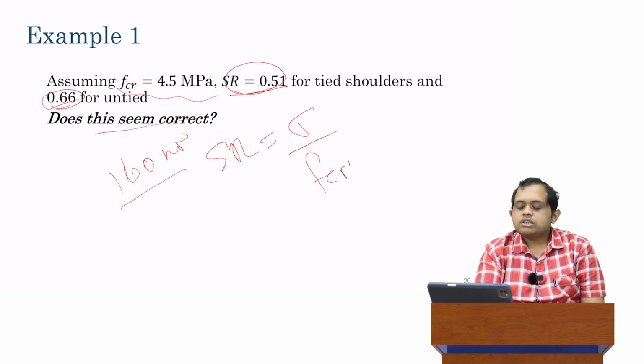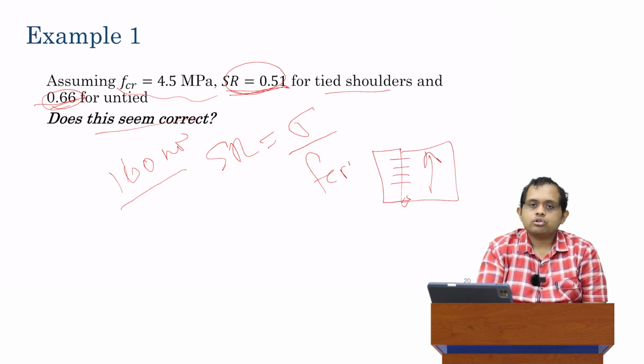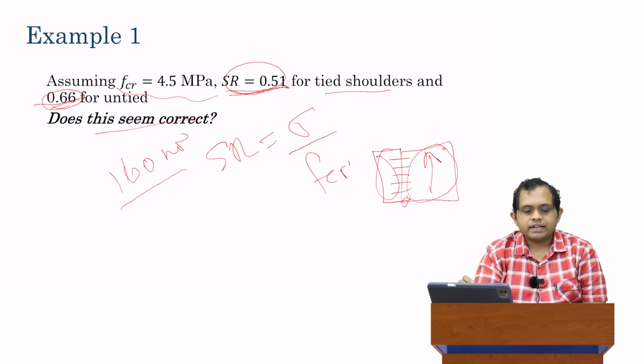Furthermore, as we see, for tied shoulder, we get a stress ratio of 0.51, and for untied, we get a stress ratio of 0.66. This is also correct. When we have a tied shoulder, that basically means this is my main travel lane, and then I have a shoulder, and then I have tie bars across the shoulder. So these tie bars are enabling load transfer between my main travel slab as well as the shoulder. And therefore, the stress should decrease on the slab because some load transfer is happening because of the tie bars.